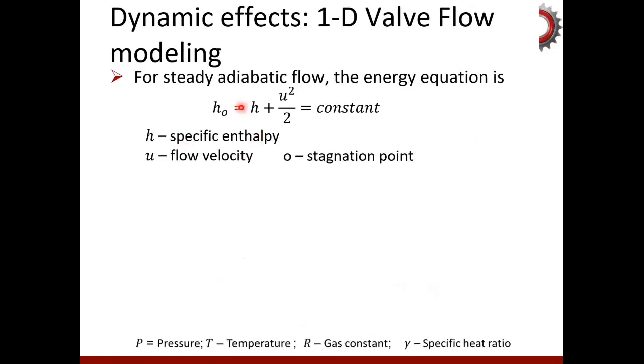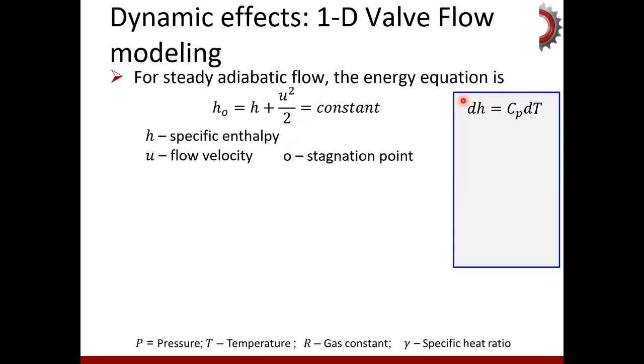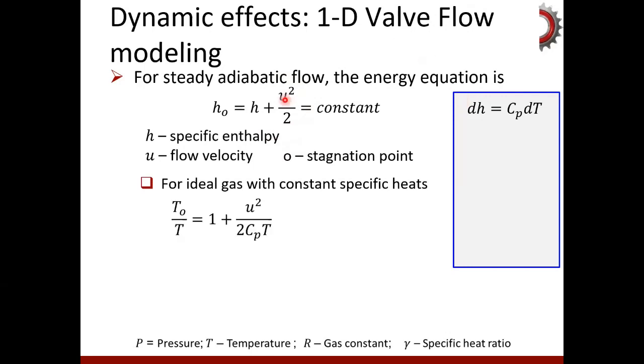We can say the specific enthalpy at the stagnated point equals the specific enthalpy of the gas plus U squared over 2, which is a constant. Now we know that dH equals Cp dT from the thermodynamics fundamentals. Accordingly, we can represent this equation in terms of temperature like this. So just substitute this into this.